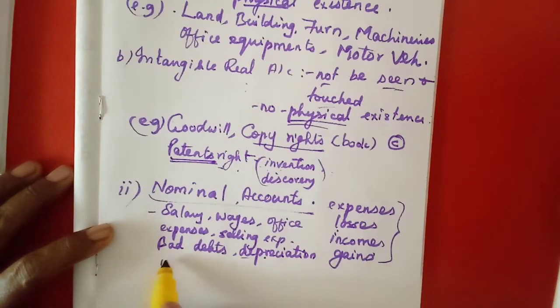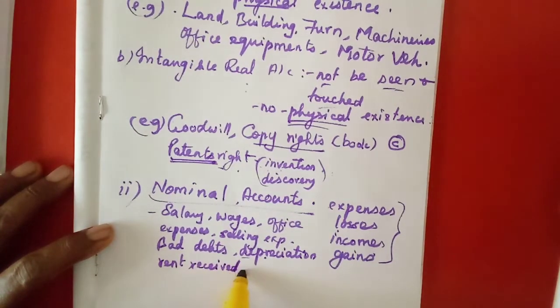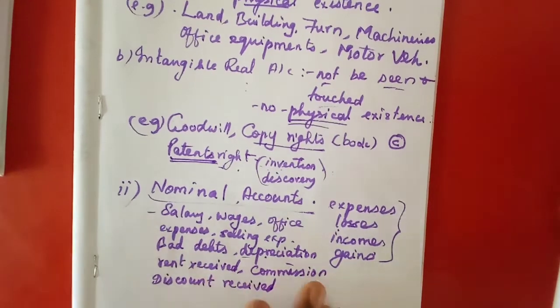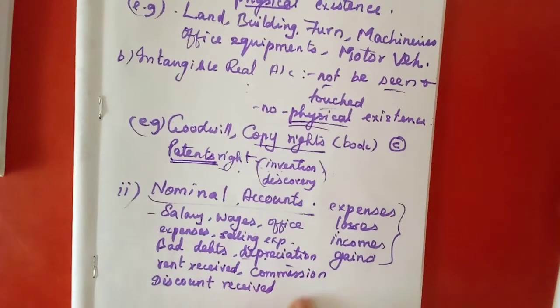Then income. Any rent receivable, we need to receive some rent, or any commission that should be received. All these are income. Any gain, any discount we have received from our creditors, discount received. All these are the things that we should enter in the nominal account.